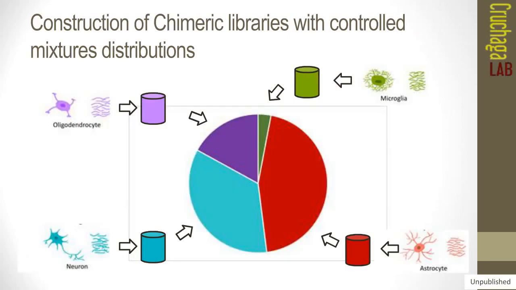So, just graphically, to understand how the chimeric library is constructed. For example, here you have an oligodendrocyte.